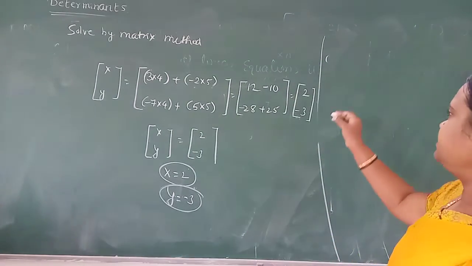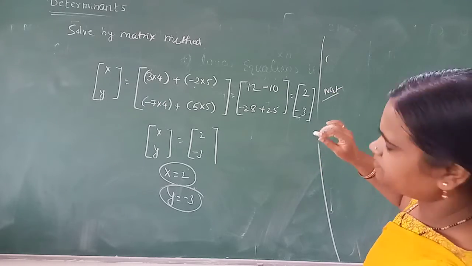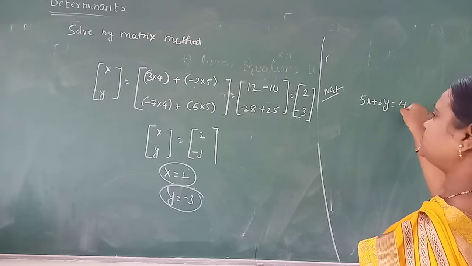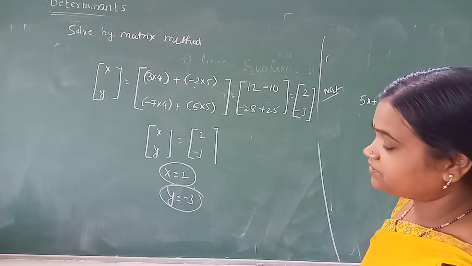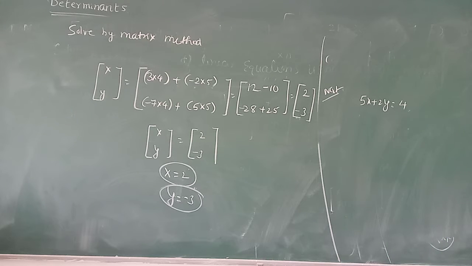Next, our equation is what? 5x plus 2y. Any one equation you can take. 5x plus 2y equal to 4. And another one is 7x plus 3y equal to 5. But we will take the very first one, 5x plus 2y equal to 4.